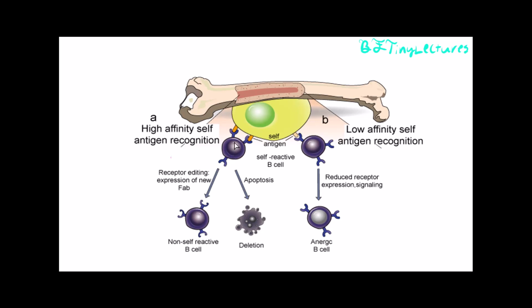So what is this process called? This process is called central tolerance. And we've already seen central tolerance for the T cells. The central unit for the T cells was the thymus. The central unit for the B cells is the bone marrow inside the bone. So the bone marrow is the central region. This is why we call it central tolerance.